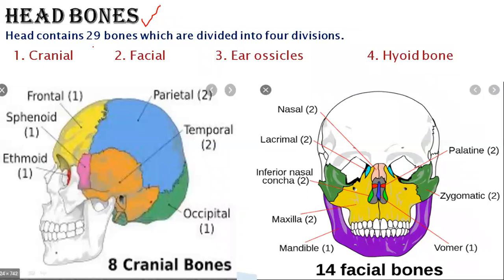Head bones, almost 29, are divided into 4 categories: cranial bones, facial bones, ear ossicles, and hyoid bone. If you see this one, there are 8 cranial bones, and you can see here this is the cranium, this is the skull. In the skull the face is also located, but right now we are going to see them separately.